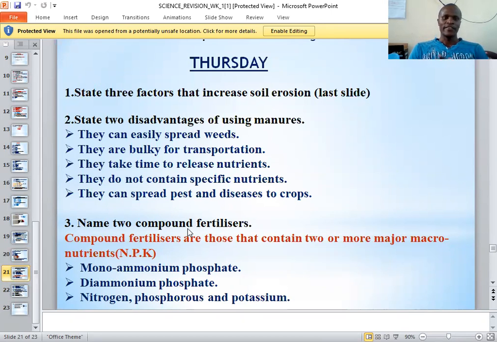And then finally, they can easily spread pests and diseases to crops. So those are the few disadvantages, but there are very many of using organic manure. Let's look at number 3.